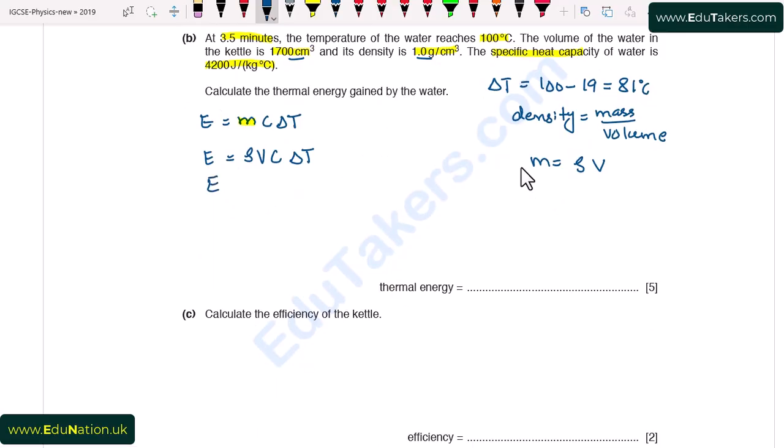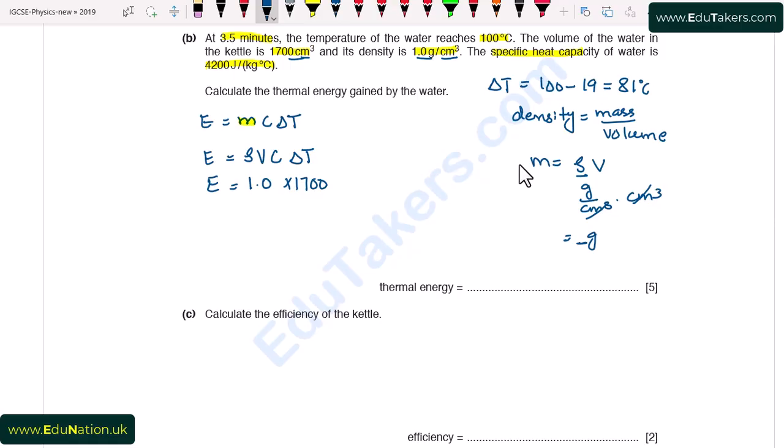So that energy will be equal to density, which is 1.0 gram per centimeter cube. So I write here 1.0, and volume is given, that is 1700 cubic centimeter. Multiply by 1700. The unit of density is gram per centimeter cube and volume is centimeter cube. This cancels by this, and the unit of mass now is gram.